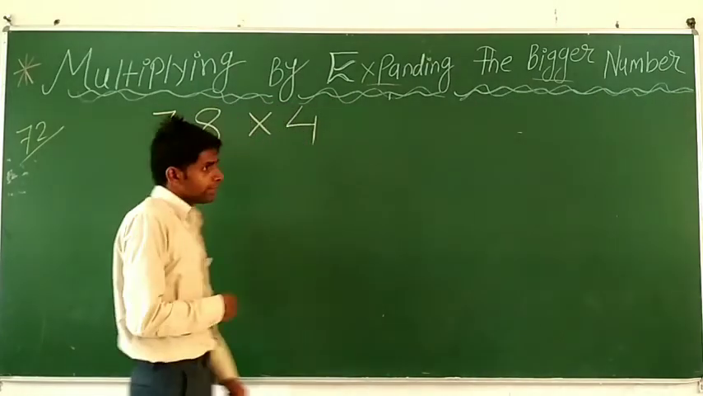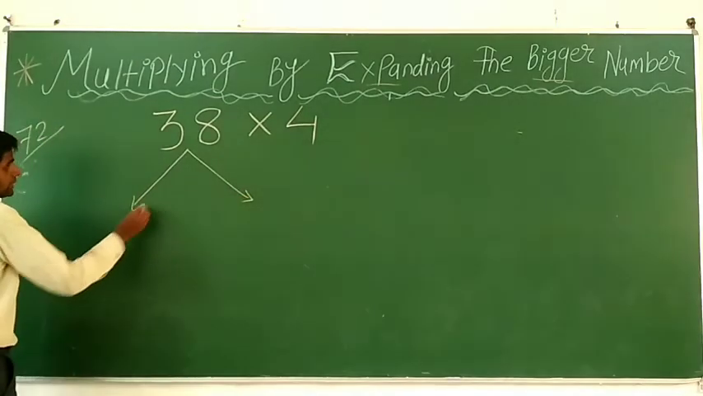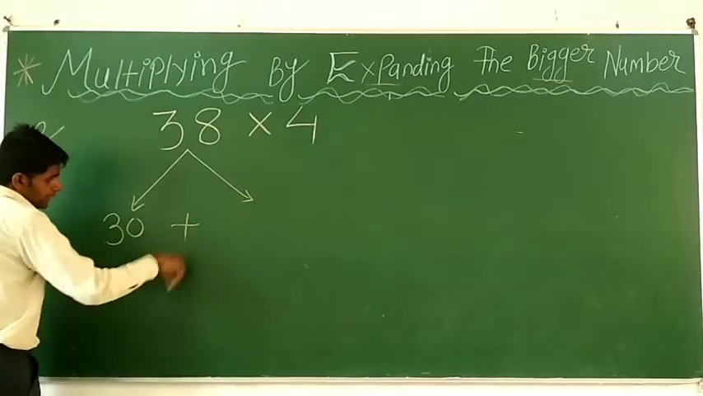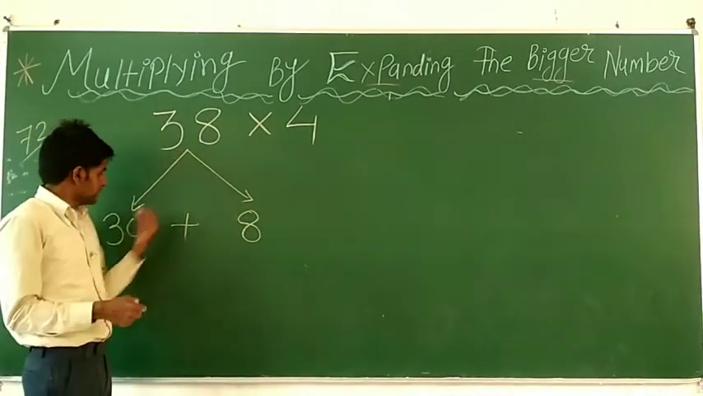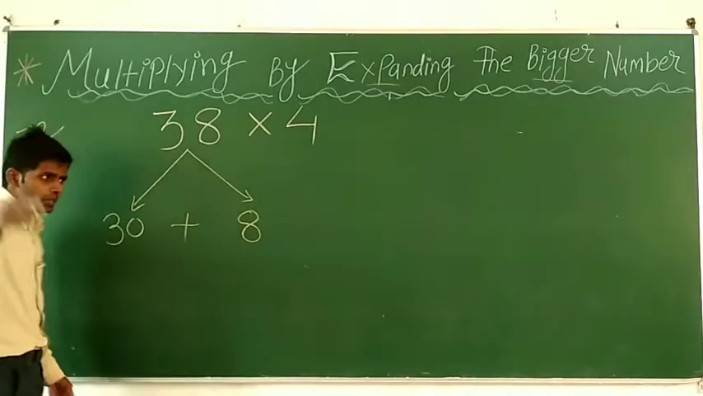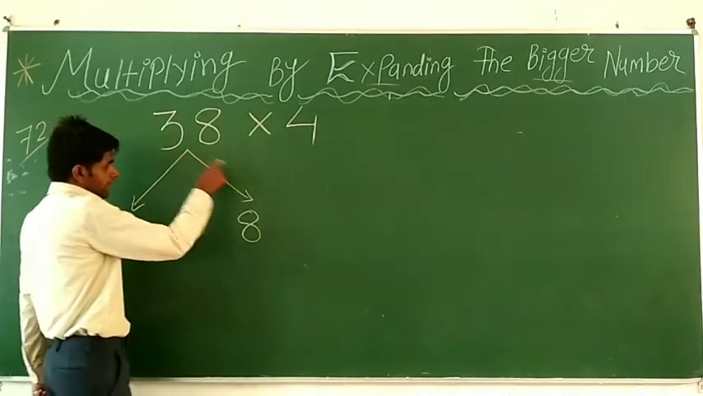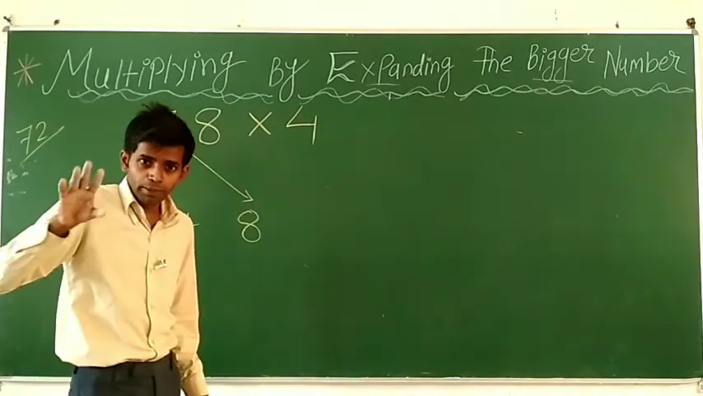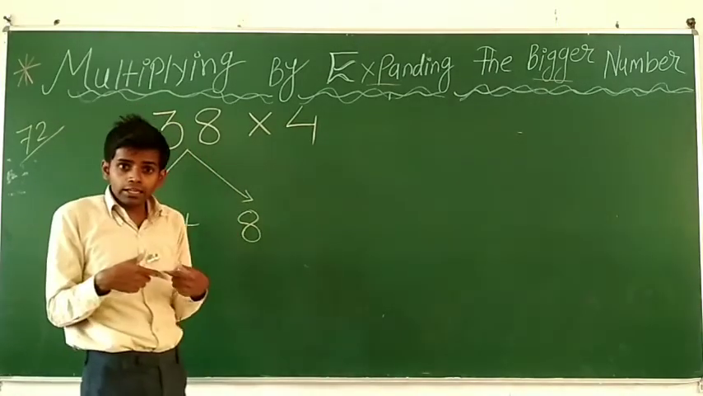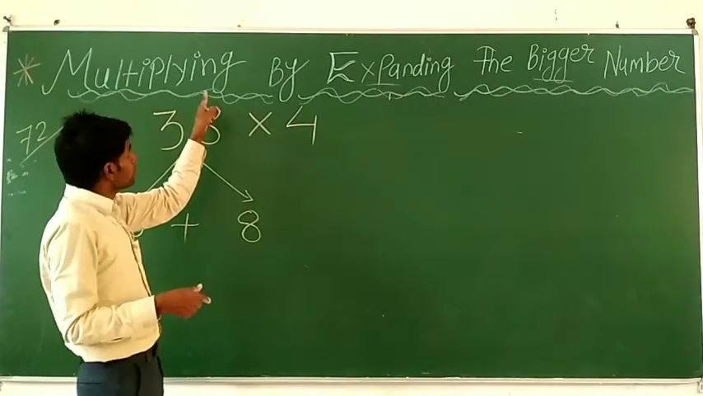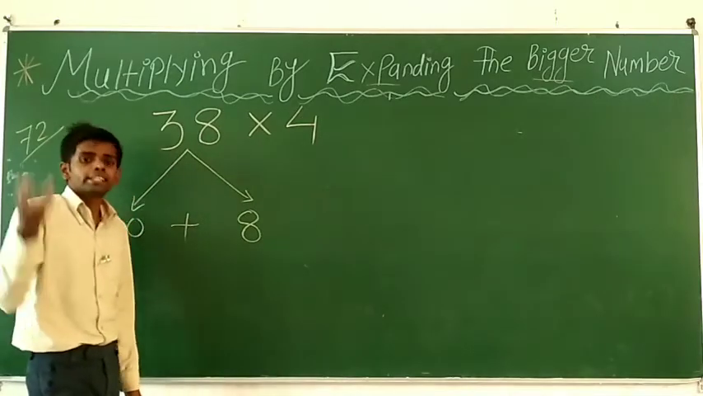So how can we expand it? We will expand this 38 into 2 parts, that is 30 plus 8. Yes, the expanded form of 38 is 30 plus 8. Now here what we have to do, listen carefully. We can multiply 38 by 4 directly, but in this method we don't have to multiply 4 and 38 directly, because in this method we have to expand the bigger number. We have to find the product तो निकालना है but expand करके.